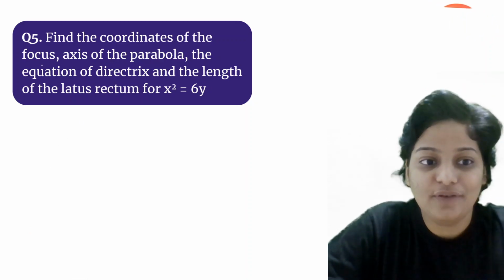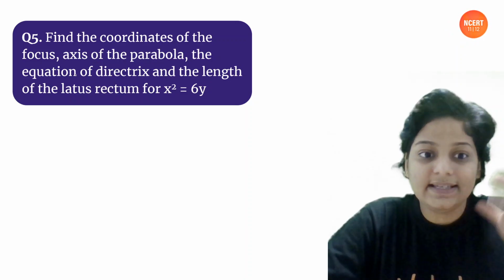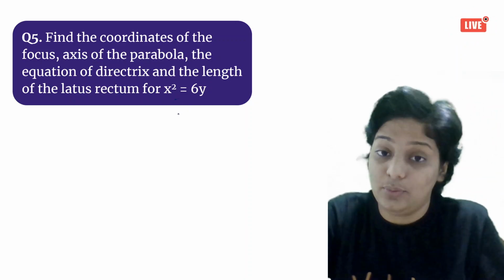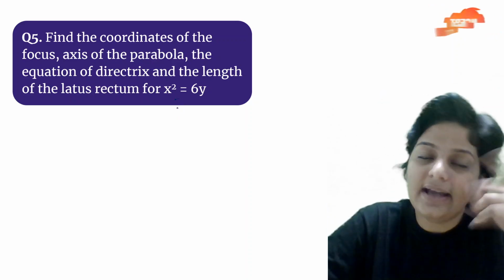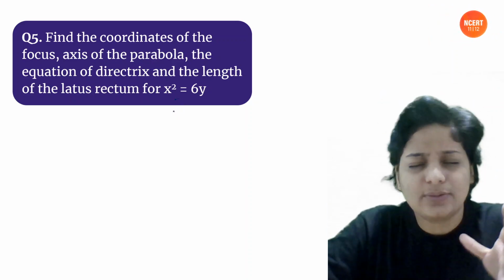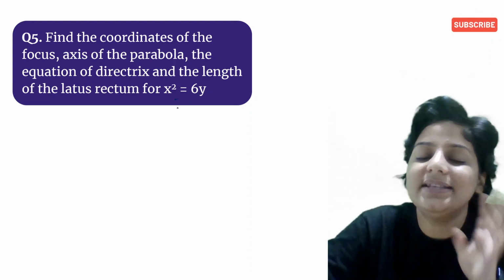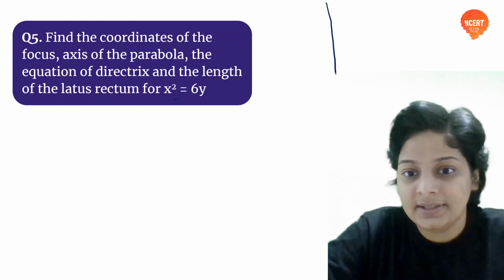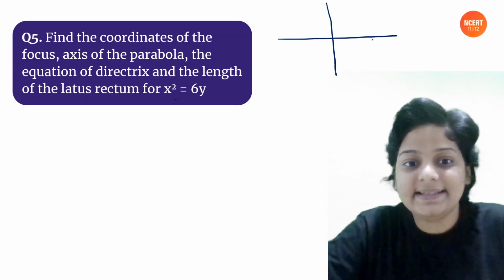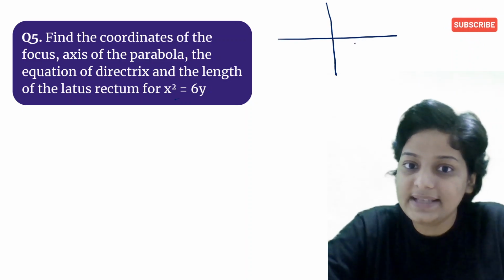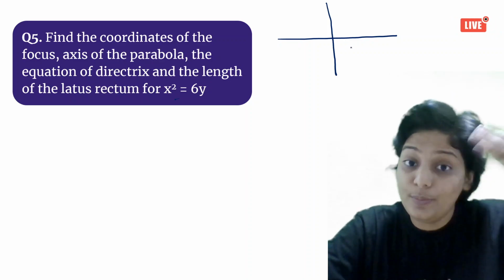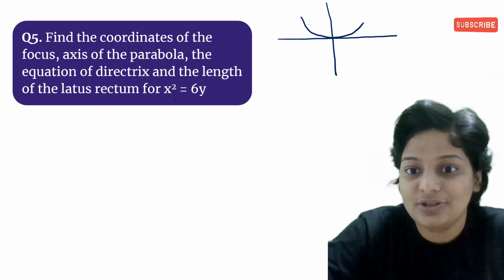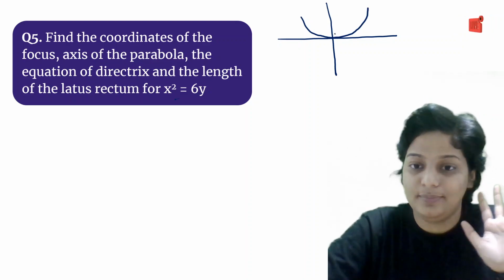Find the coordinates of the focus, axis, equation of directrix and length of latus rectum for x square equal to 6y. Keep in mind, it is very useful if you make a diagram, the work gets finished. These are all standard parabolas. x square equal to 6y: even power of x, symmetric along the y axis. Up or down? Positive, so it will be upward. So this is how the curve is going to look like. I got the idea.